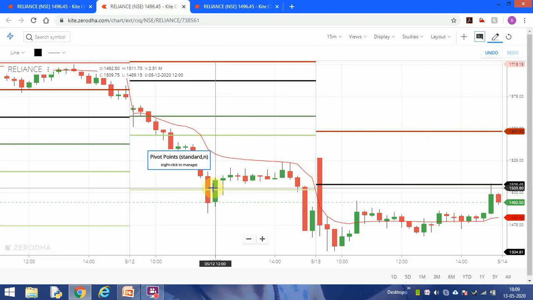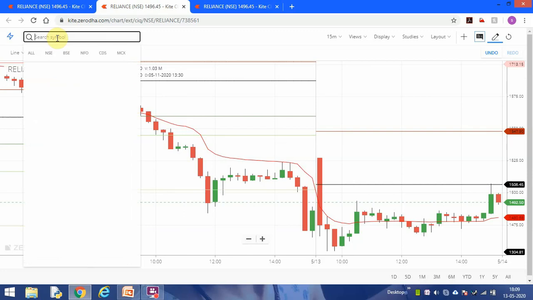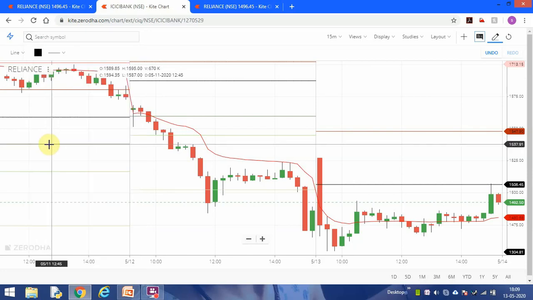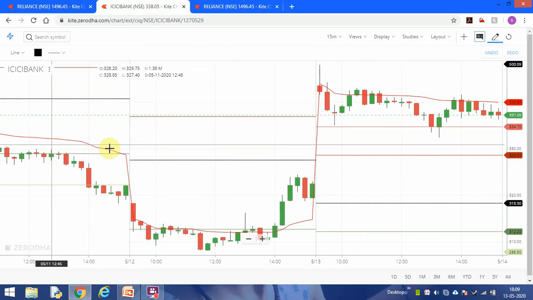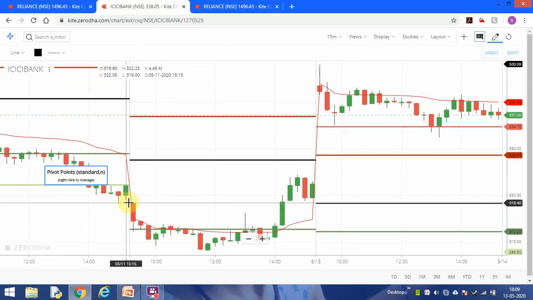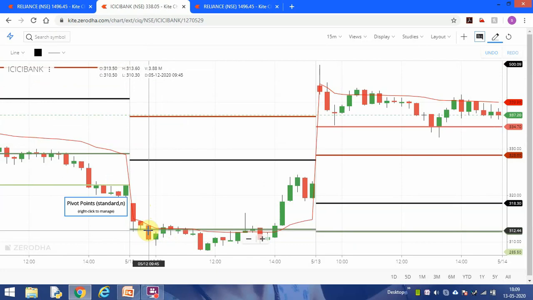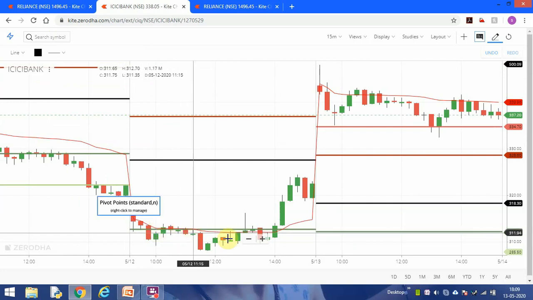So I have shown you one trade. By this way you can try. I can take another share, ICICI Bank. You see here, it is 9:45. So you have to use your logic also. The stock is range bound, so here you don't have any trade.